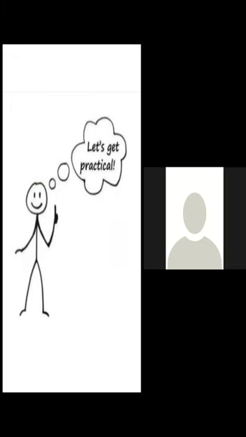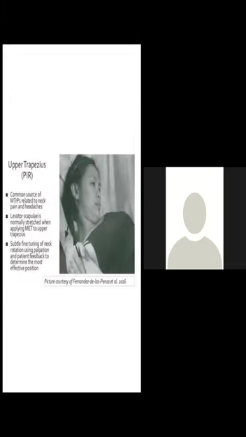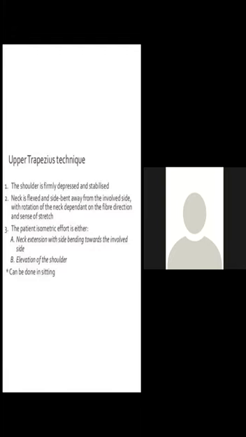So let's get practical, talking about the upper trapezius. Look at that picture where the counter force is applied. Basically, what the therapist is trying to do, I'll talk about the technique and then I'll show you. First, the shoulder is firmly depressed and stabilized. The neck is flexed and side bent away from the involved side with rotation of the neck. The patient has to perform this isometric contraction.